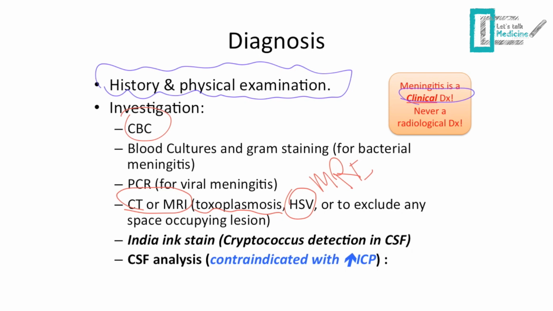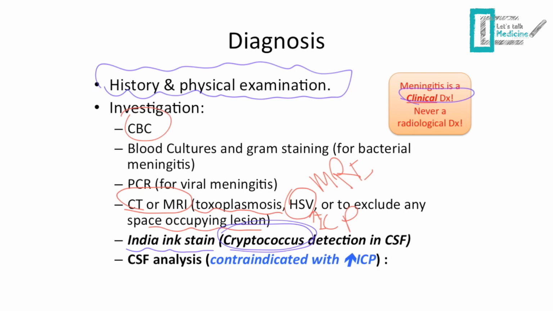And also we use CT to exclude any space occupying lesion, and this is really important to exclude any space occupying lesion and increased intracranial pressure, because this can cause herniation of the brain and death of the patient if you performed LP or lumbar puncture without checking for that. Another thing that you might do is the rapid antigen testing. So rapid antigen testing can be also used for partially treated bacterial meningitis, and also PCR can be used for that. Another thing is the India ink stain of the CSF to check for specifically cryptococcal infections.